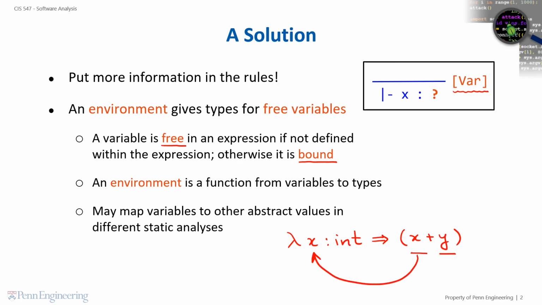In a type system, an environment is a function which maps variables to types. For example, if we declare the variable x to be an int in a Java program, the environment would map the variable x to the type int. The concept of an environment is general. In other kinds of static analyses, environments may map variables to other abstract values instead of types.